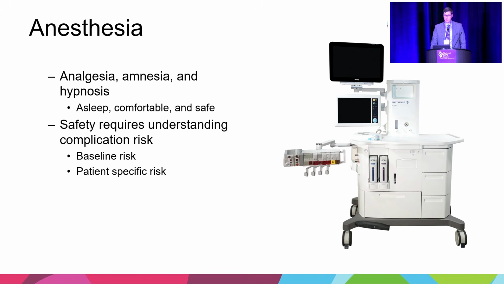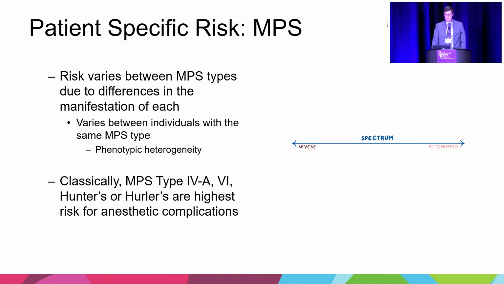So anesthesia involves three components: analgesia, amnesia, and hypnosis. And what that means is we keep you asleep, comfortable, and safe. Believe it or not, asleep and comfortable are the easier of the three. To keep you safe, we have to understand what the complication risks are and how we can mitigate those risks. There are two types of risk. You have baseline risk, which is the risk in the general population, and it's things like injury to a vein when placing an IV or a reaction to an anesthetic medication. Patient-specific risk is going to be unique to individuals and their conditions.